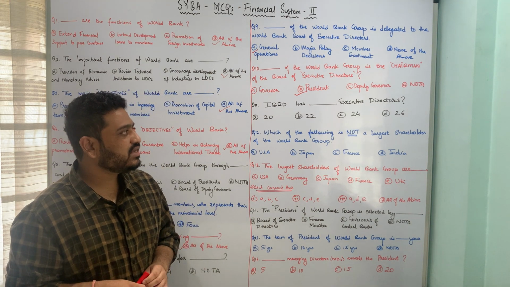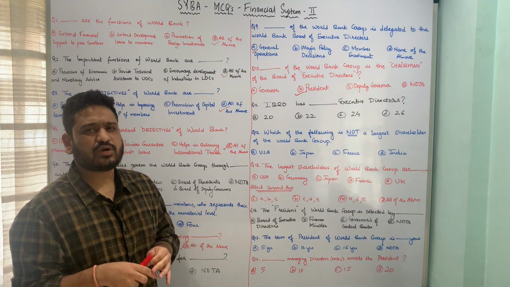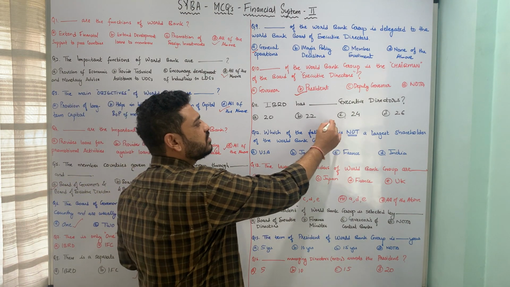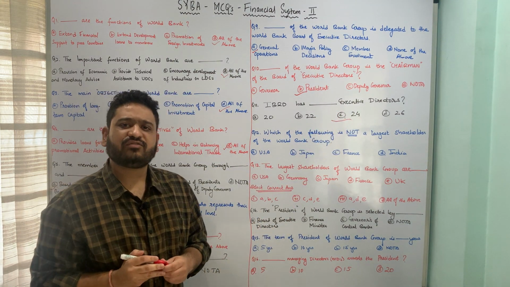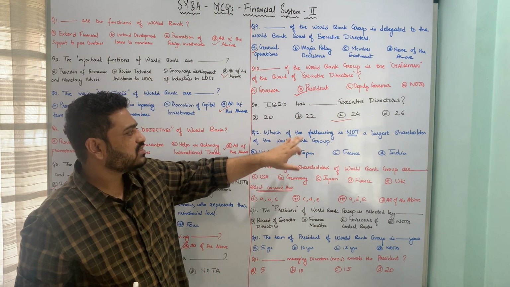Whether it is A20, B22, C24 or D26. Very factual sort of a question. So IBRD usually has 24 executive directors, and therefore option C, 24, is the correct answer to this question. I hope this is clear. Let us now move to the next one.